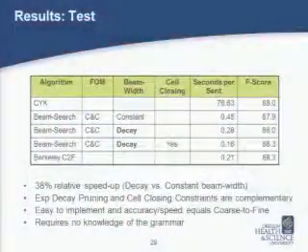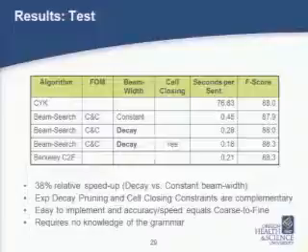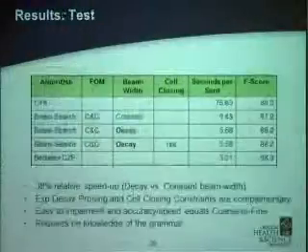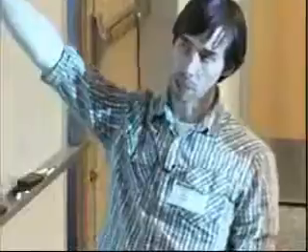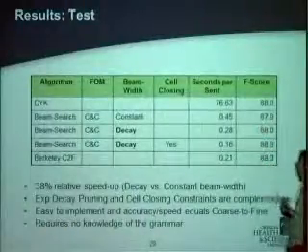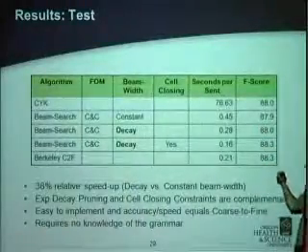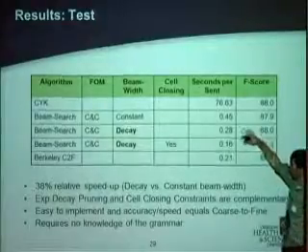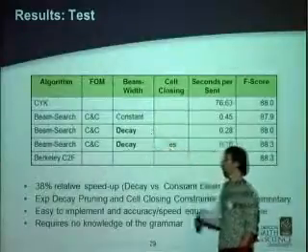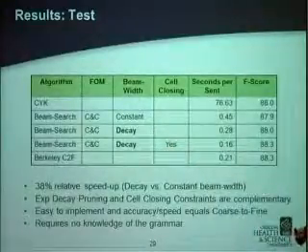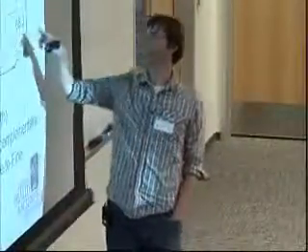So, taking the best setup and applying it to the test set. By the way, these results were from the dev set. For the test set, we see that our baseline CYK algorithm is very, very slow. Using the beam search, we still are seeing around a 40% improvement between the constant beam width versus the exponential decay beam width. And then again, when we apply these cell closing constraints, we get additional savings, and we actually get a little bit of an accuracy boost too here.